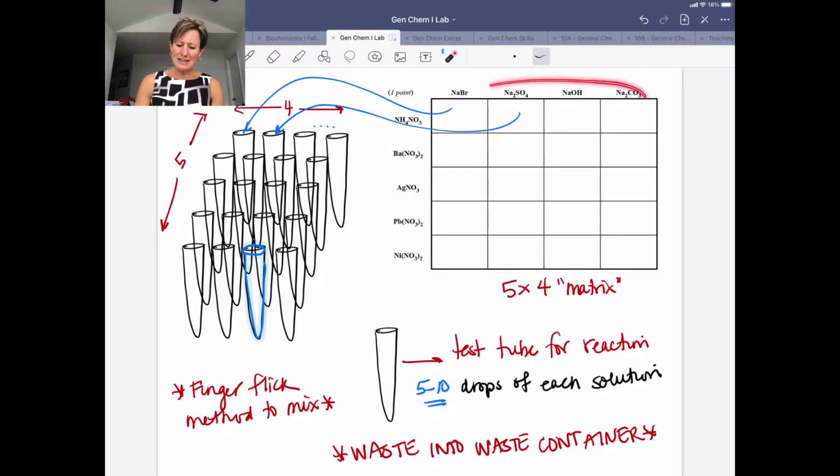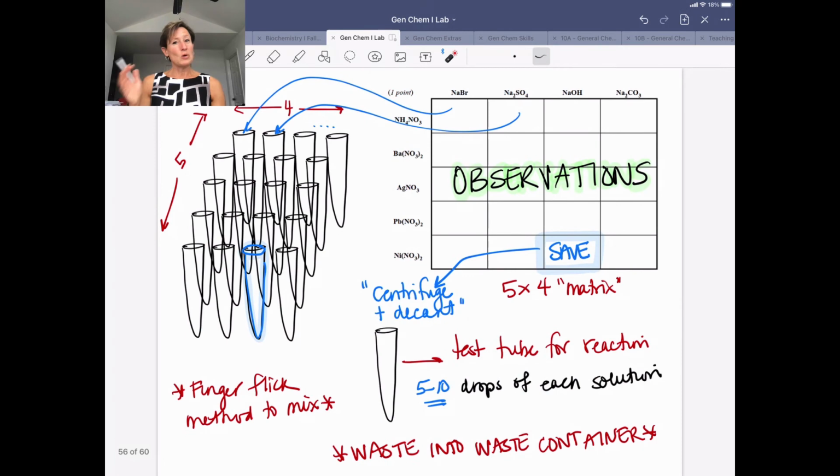Anything that we generate in this matrix of 20 different test tubes, we want to make sure that this goes into the proper waste container. These solutions cannot go down the drain. They have some metals in them that would just not be good to get out into the environment. Okay, so important things to highlight here.